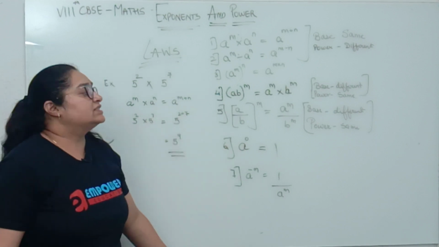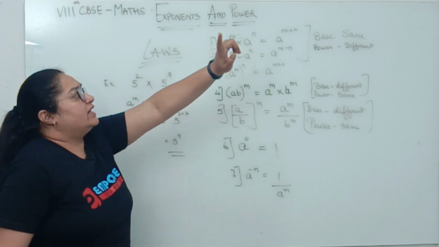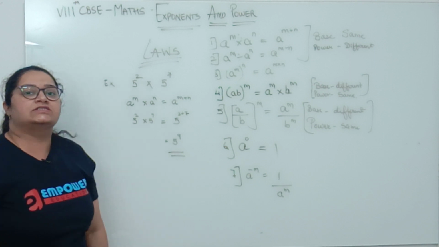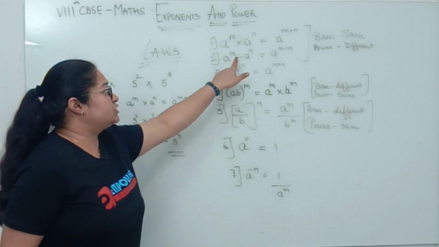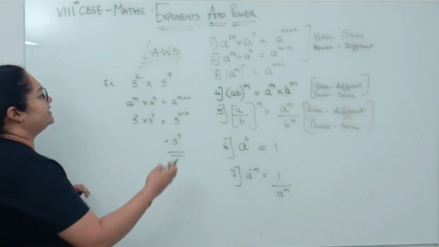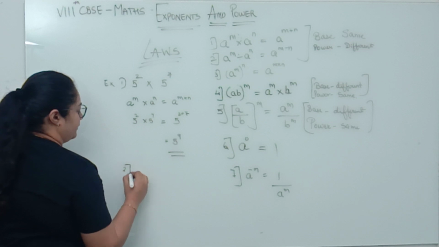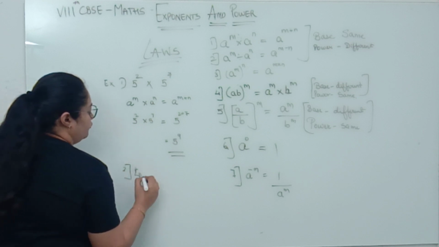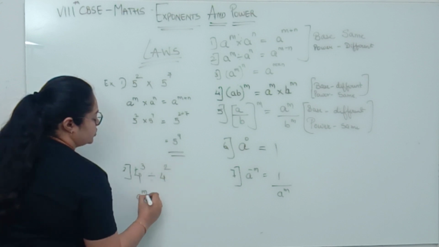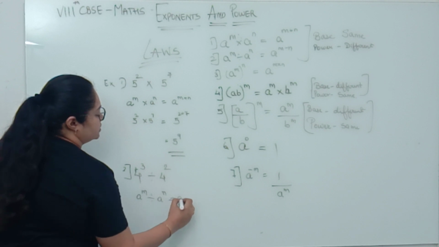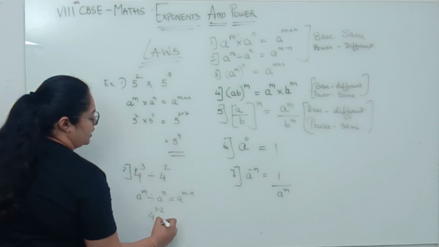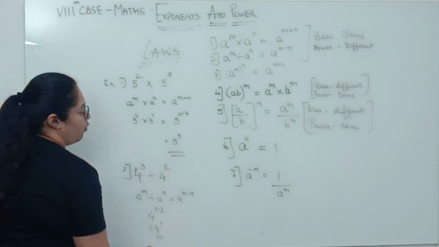Let us go through the 7 laws once again. The product law says that a raised to m into a raised to n will give you a raised to m plus n. Whereas a raised to m divided by a raised to n will give you a raised to m minus n. Let us take an example of the second law. 4 raised to 3 divided by 4 raised to 2 will give you what? That will be 4 raised to 3 minus 2. That will be 4 raised to 1.